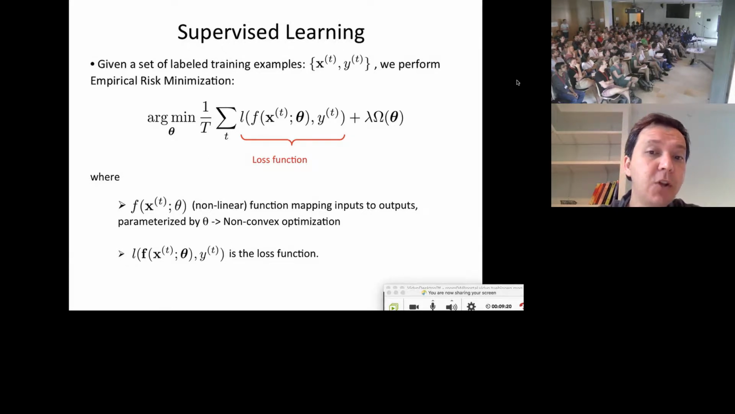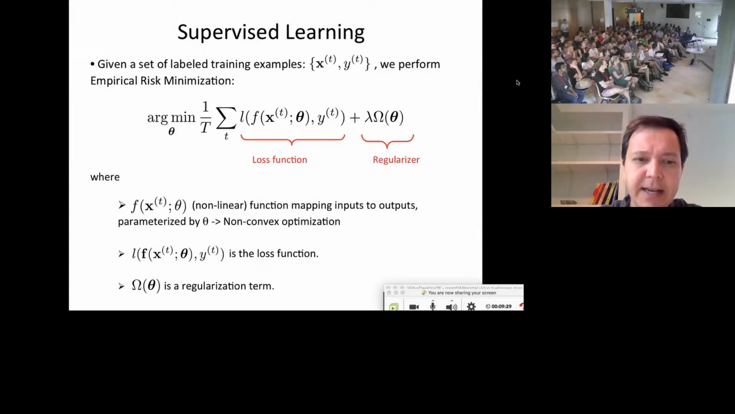And L here is going to be the loss function, and depending on what problem you're trying to solve, you can choose different loss functions. And we're going to have a regularization term. The regularization term again is a function of the parameters, and that's the basic setup. I hope you've seen this setup before. And in supervised learning, even in deep supervised learning, this is the framework that we're going to be working with.